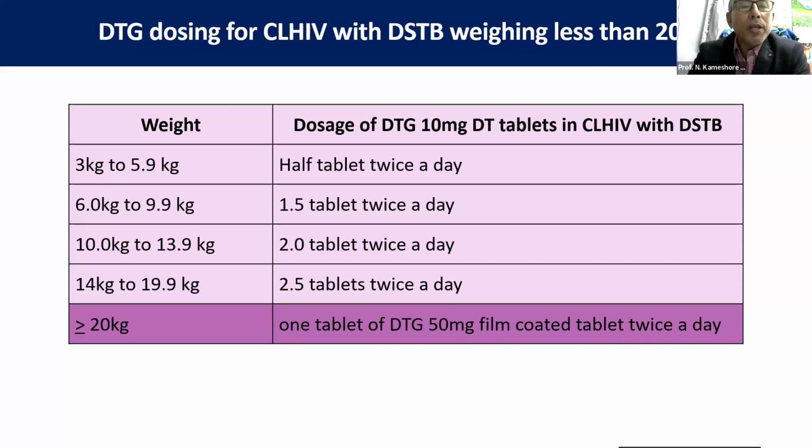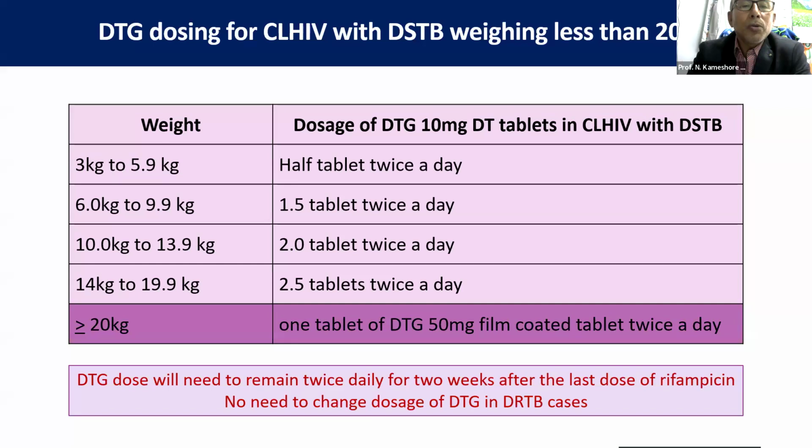If the weight is 20 kg or more, instead of DTG 10 milligram, we select DTG 50 milligram film coated, also twice daily. So remember, the DTG twice daily dose continues for two weeks after the last dose of rifampicin. But in case of drug-resistant tuberculosis, as there is no rifampicin in the regimen, we don't require to give twice daily dose of DTG.